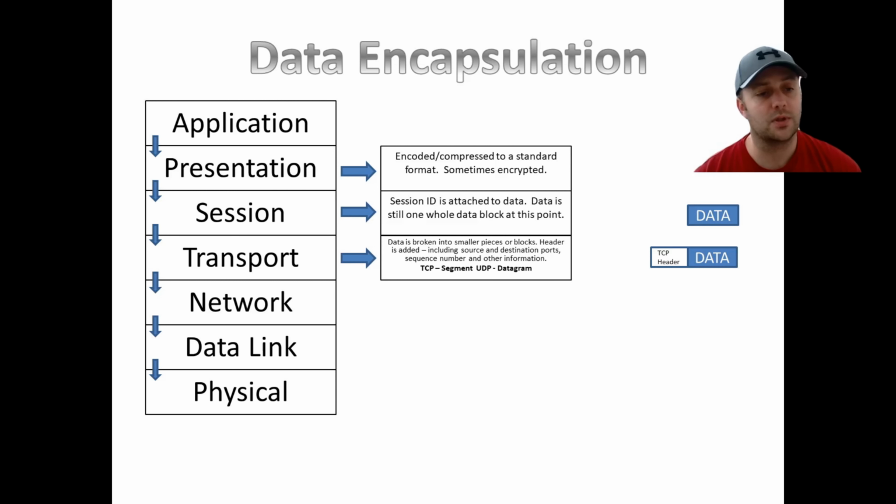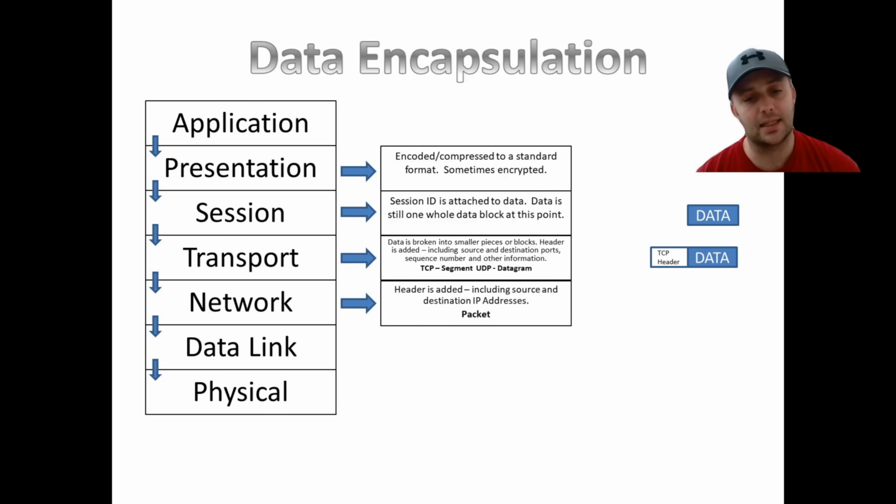All right, guys, so once we're done with the transport, it's actually going to hand that down to the network layer. This is layer 3, right, or level 3. So this is where we start talking about IP addressing. When you think of layer 3, you're thinking IPs. So at layer 3, the network layer, we add another header.